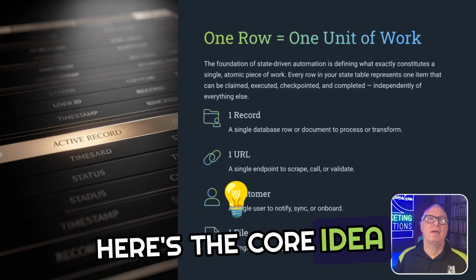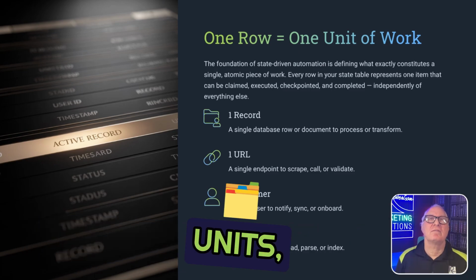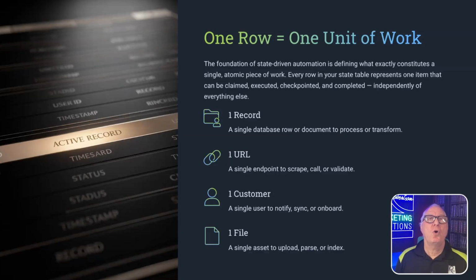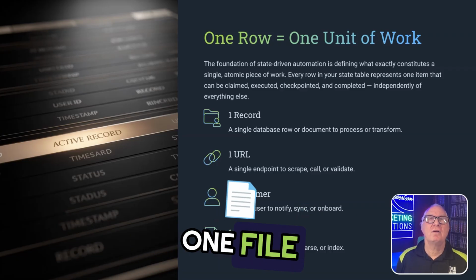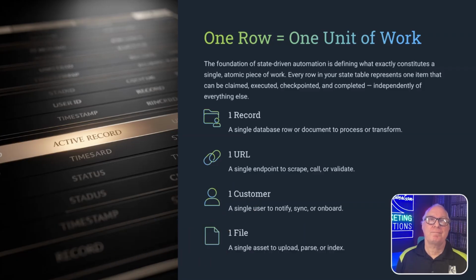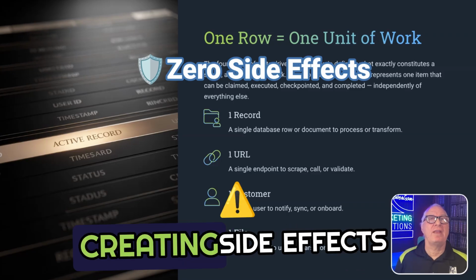Here's the core idea. Your table represents work units. One row per unit of work. One record, one URL, one customer, one file, one sync target. The smallest thing you can safely retry without creating side effects.